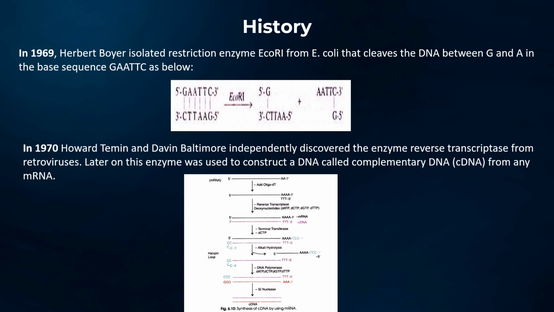In 1970, Howard Temin and David Baltimore independently discovered the enzyme reverse transcriptase from retroviruses. Later on, this enzyme was used to construct a DNA called complementary DNA from any mRNA.